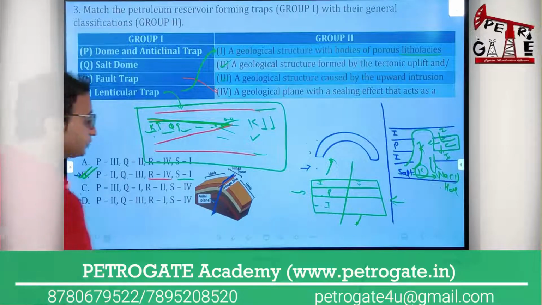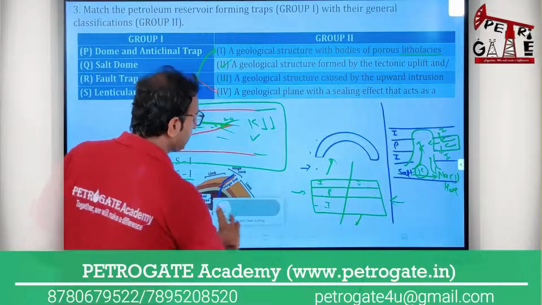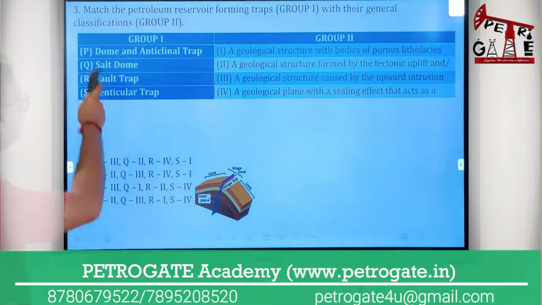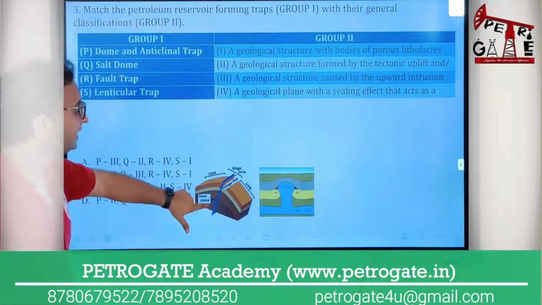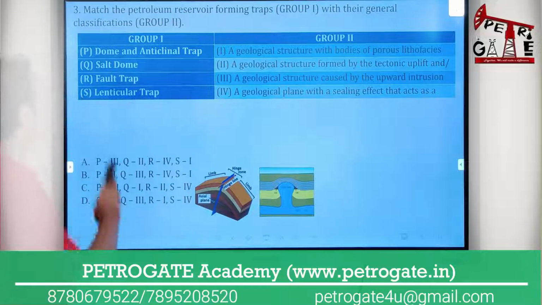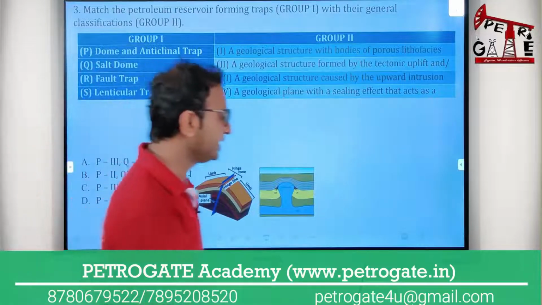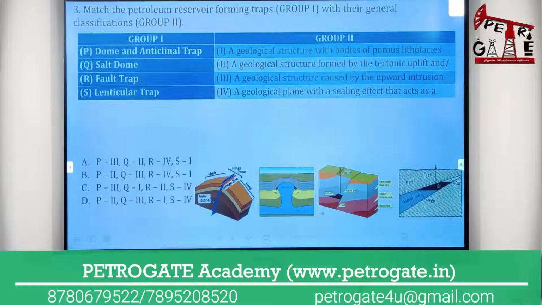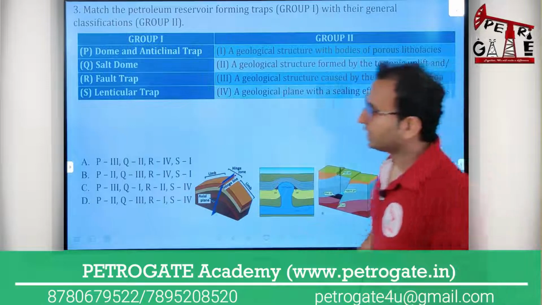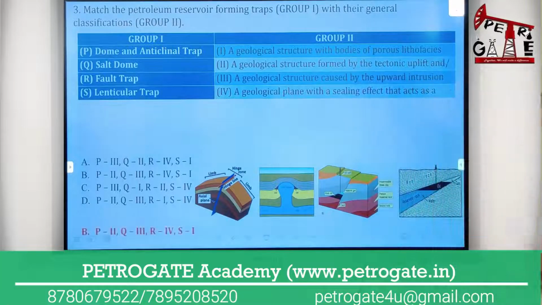Okay, so I will show you all the pictures according to all the structures. This is your salt dome, and this is your anticline trap. This is your salt dome, this is your fault trap. You will see this is your fault trap, and the last one is your lenticular trap. Now I think you got it, and the right option is option B.